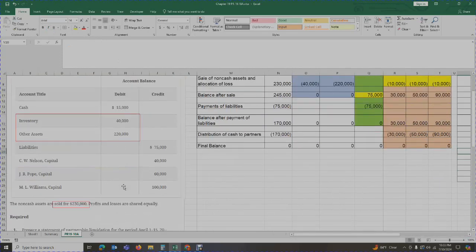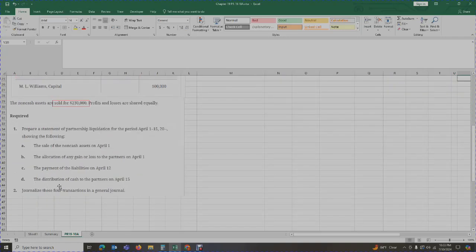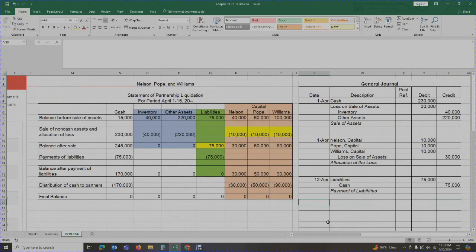And then number 4, the distribution of cash to the partners happened on April the 15th. So we distributed the cash to our partners. What we did is we zeroed out each of the capital accounts, so they no longer have a balance in the books. We zeroed out the capital accounts and we cut them a check.